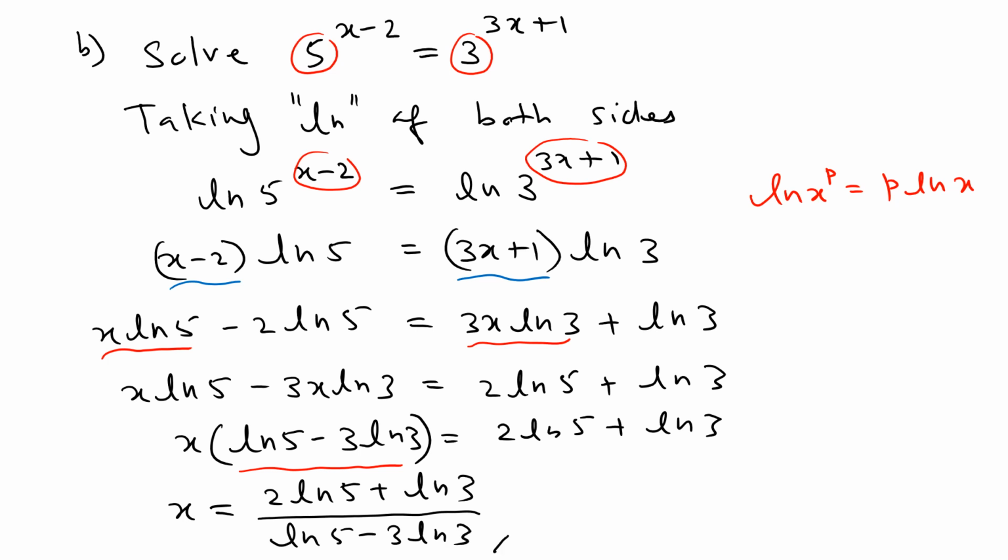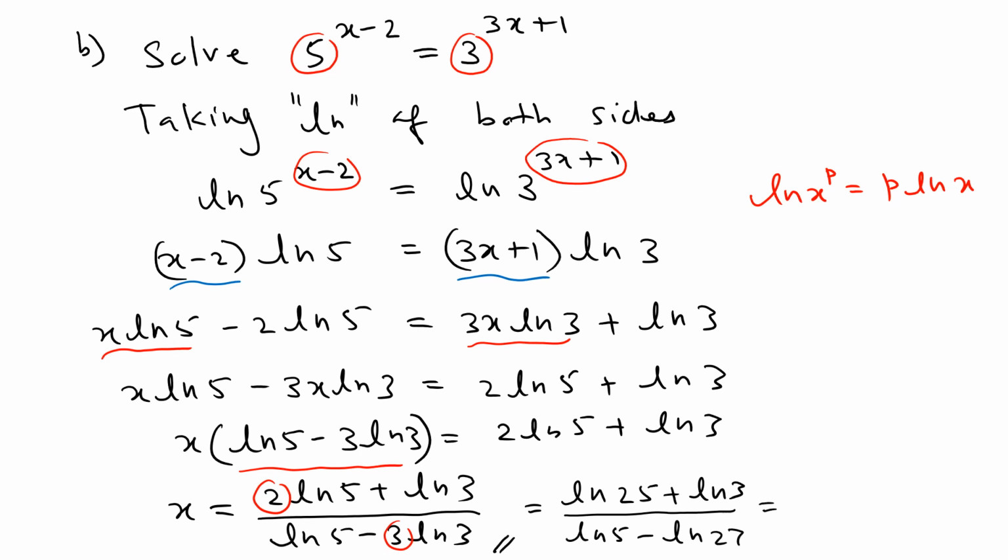So that's the final answer. But if you want, you can do some simplifications here. This is not a must, but you can do that. You can bring the 2 as a power, so you can rewrite this as ln 5 squared, that means 25. And the bottom, again the same thing: this is ln 5, and this minus 3 you can bring as a power. That means this can be ln 3 to the power 3, that means 27.